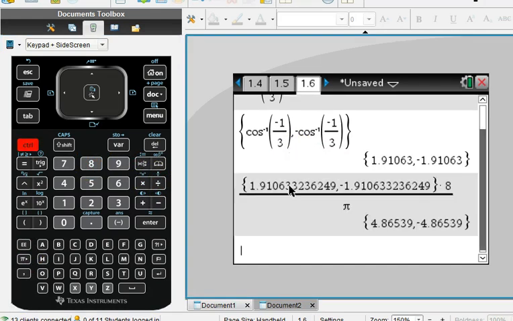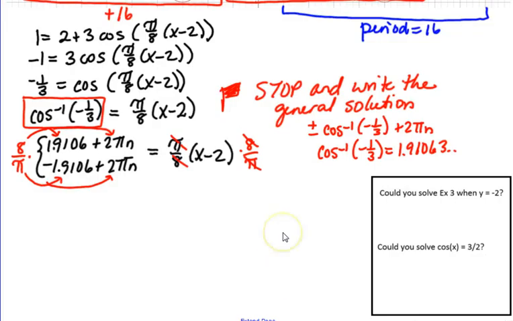Okay, so I multiply by 8 over pi. Notice I get positive and negative 4.865. Still nothing that I'm seeing on my graph as solutions, but that's okay, we're not done yet. So let's put that next step down. So I have negative 4.8654. I think I'll just go ahead and round it to 8654.